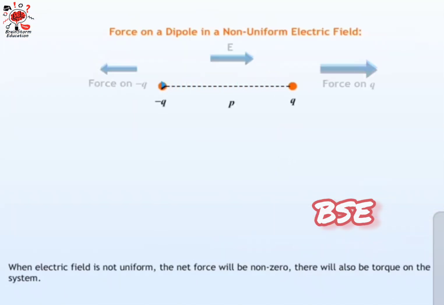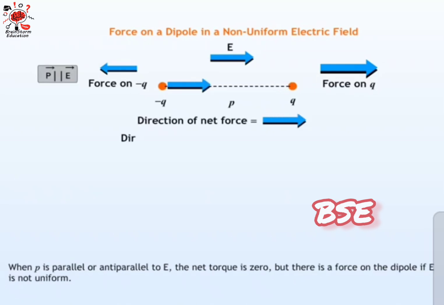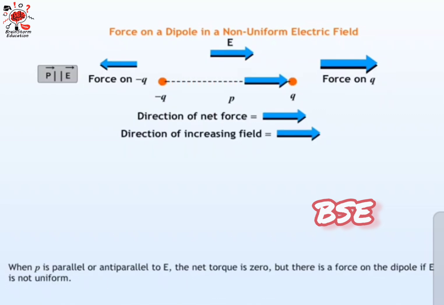When electric field is not uniform, the net force will be non-zero, and there will also be a torque on the system. When P is parallel or anti-parallel to E, the net torque is 0, but there is a force on the dipole if E is not uniform.